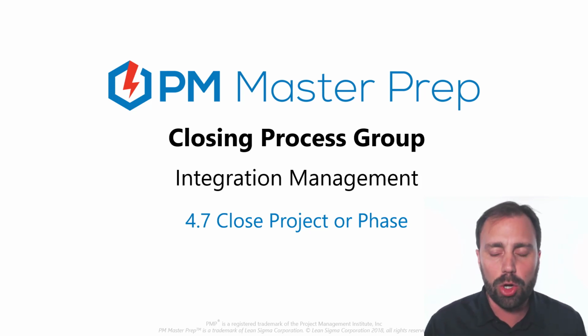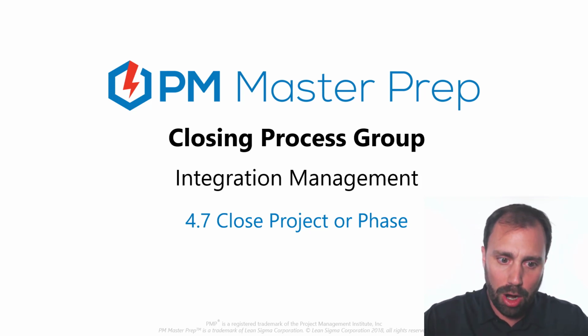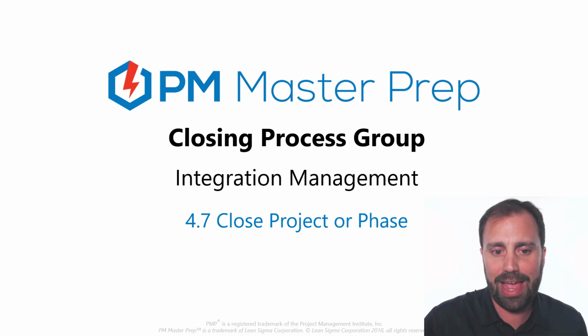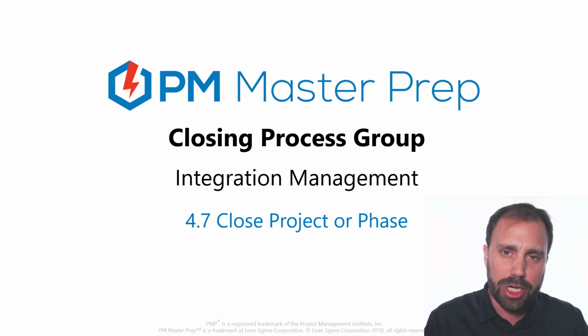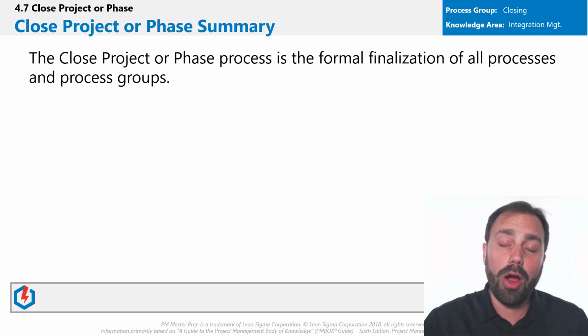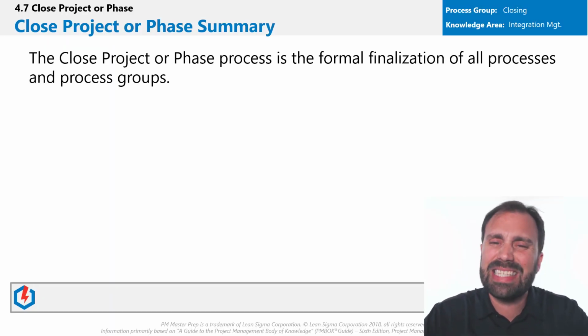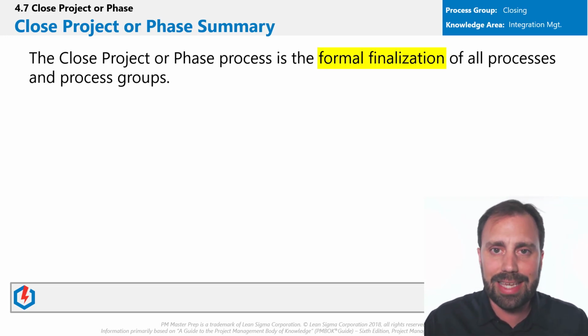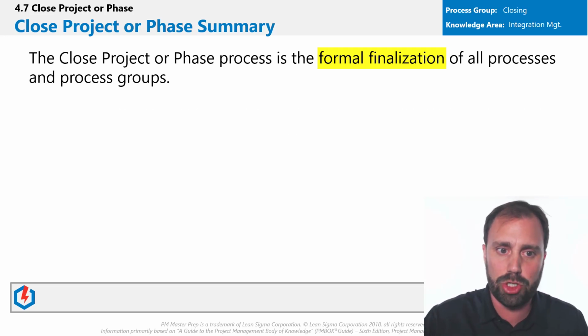So closing process group, that's where we are, obviously. And we're in 4.7, close project or phase. And we're in the integration management knowledge area. So let's get started. All right, to summarize this process in its simplest form, your goal in close project or phase is to formally finalize all the processes and process groups. It's to get this project done. You want to finish this project, and this is how you do it, okay?